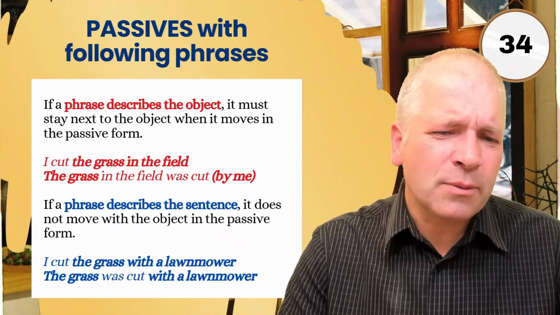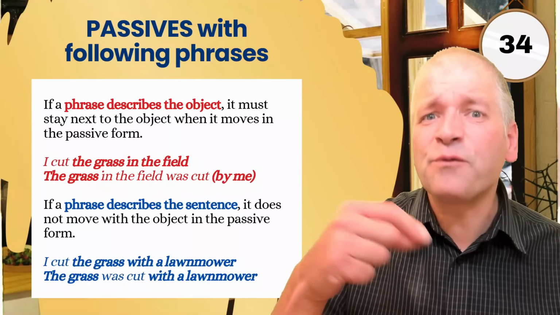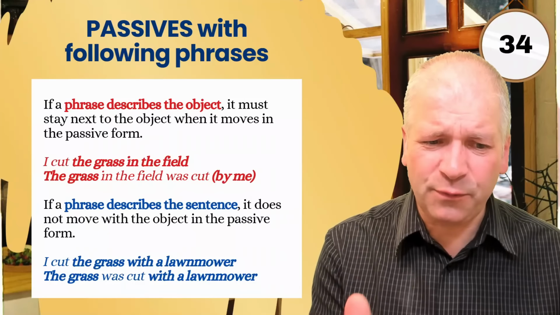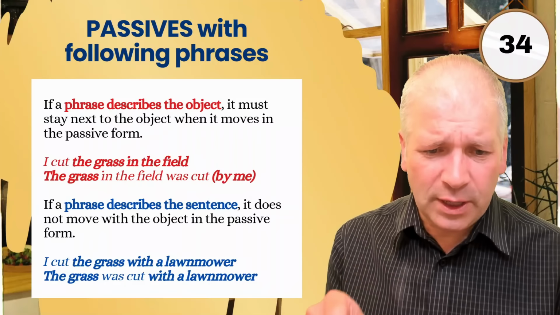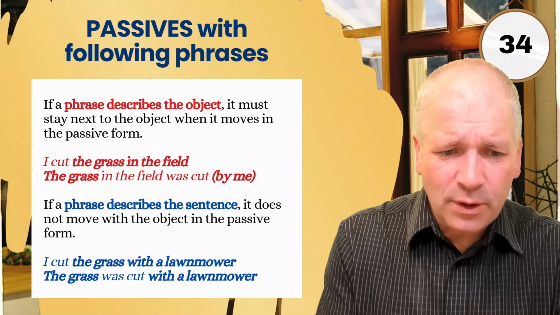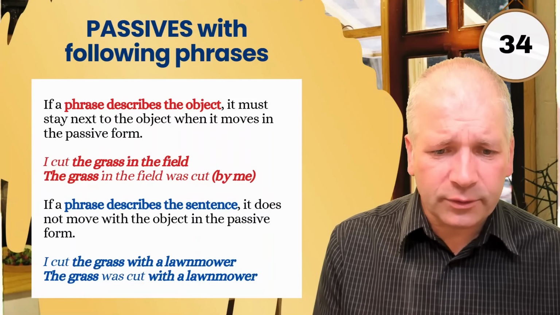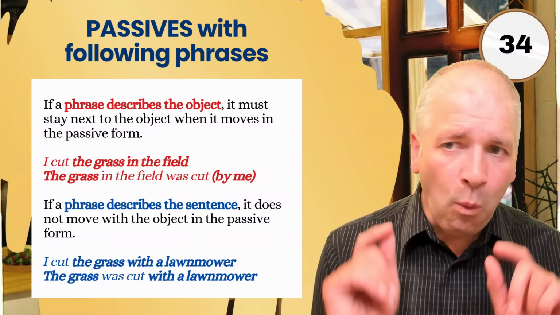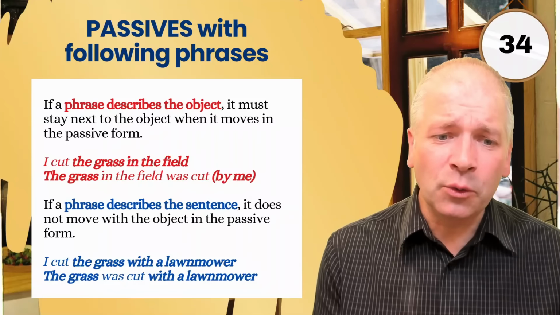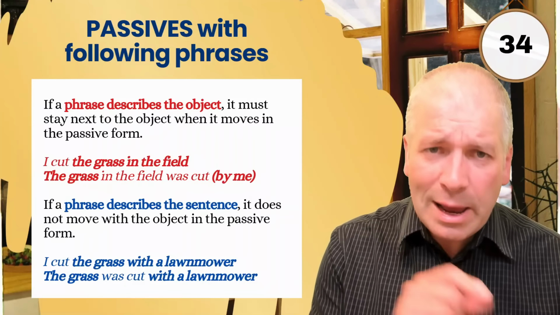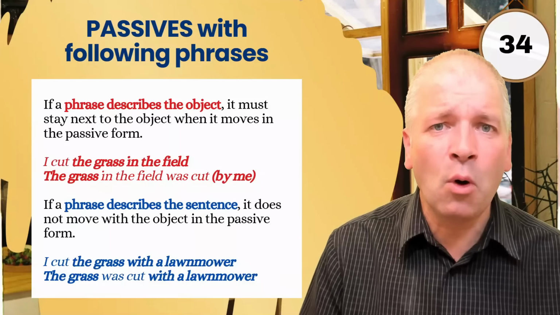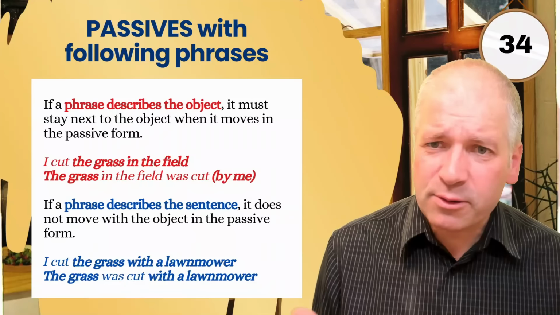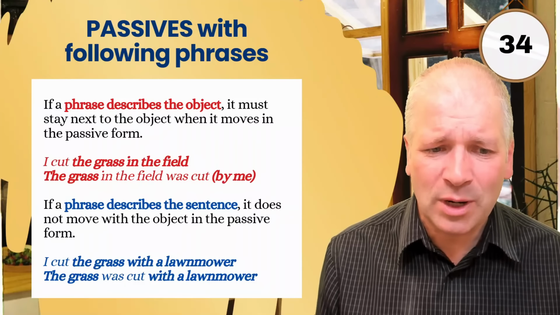Let's look at what happens with the passives when phrases follow them. Let's focus on the words in red and italics first. I cut the grass in the field. Let's make that passive. The grass in the field was cut by me. So here, in the field stays with grass. Why? Because here, in the field describes the grass. The phrase describes the object. It's telling us more about what the grass is. Only the grass in this field. And when the phrase describes the object, it must stay next to the object when it moves in the passive form.